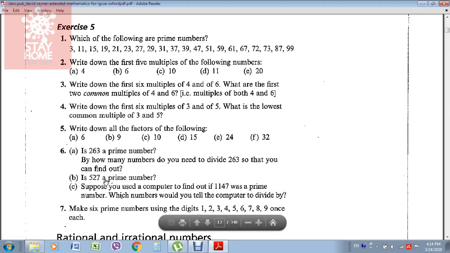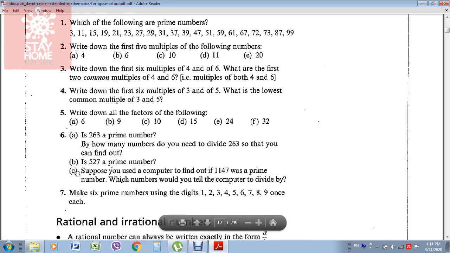Is 527 a prime number? Let's see whether you can divide it by 2, 3, 4. If you can divide, it is not a prime number.